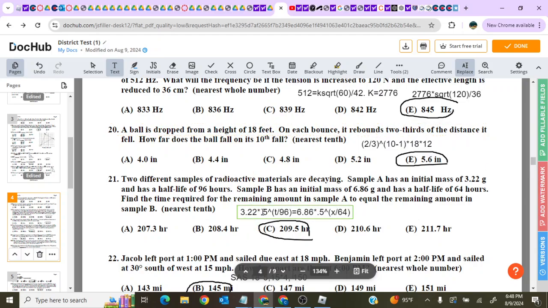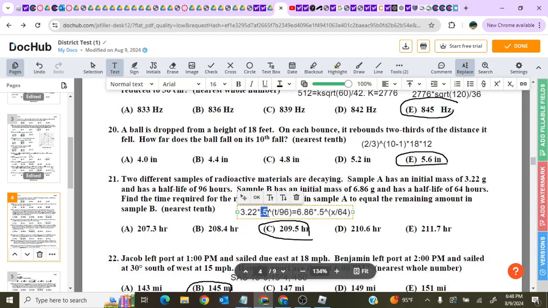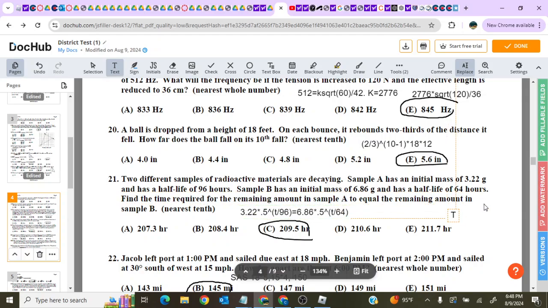This is an exponential equation. Half-life means the amount of time it takes for a material to halve. So the 3.22 grams decays at a rate of being multiplied by 0.5 every 96 hours, so 0.5 to the power T over 96. That has to be equal to 6.86 times 0.5 to the power T divided by 64 hours. And if you do that, you'll get a time of 209.5 hours.